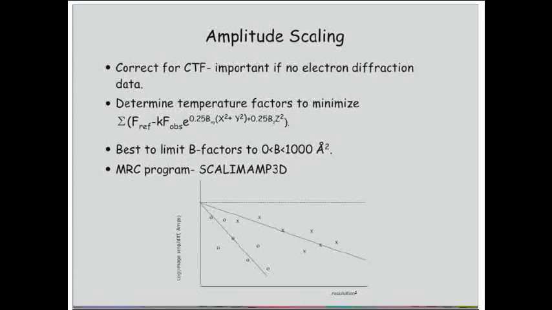It could be that you've actually got quite good phases at high resolution, but you're not seeing a high-resolution structure because you haven't corrected for the amplitude. So you sharpen up the structure by beefing up these amplitudes.